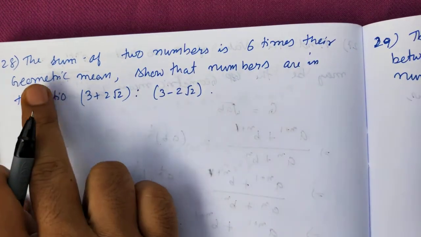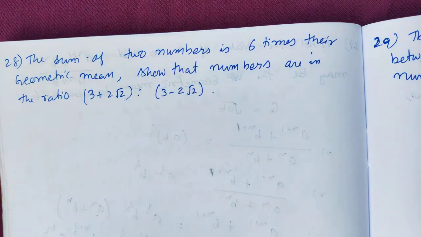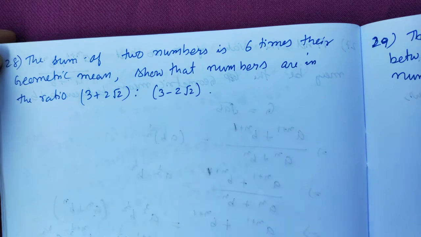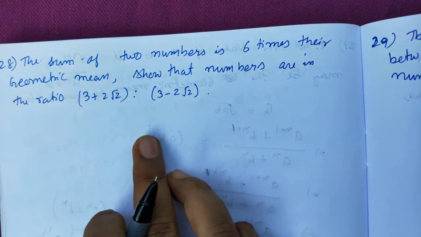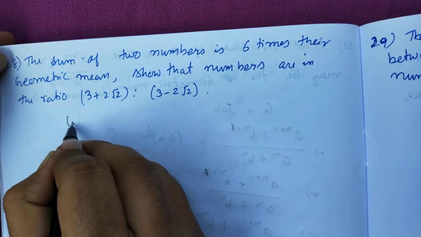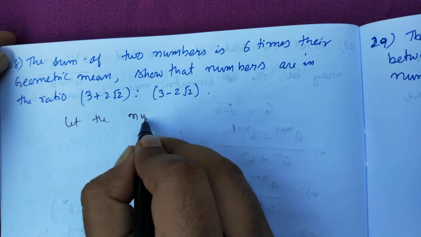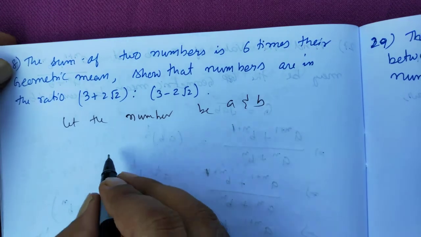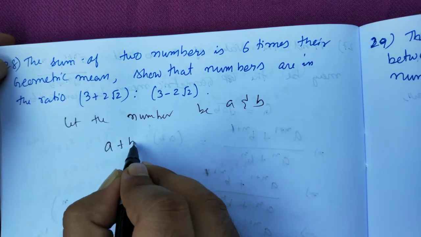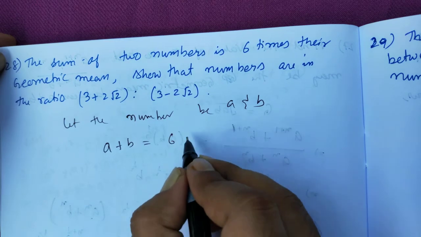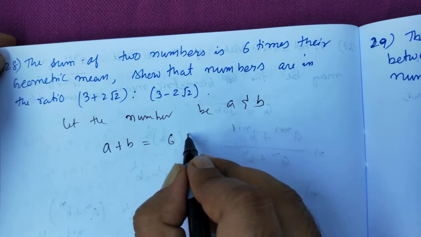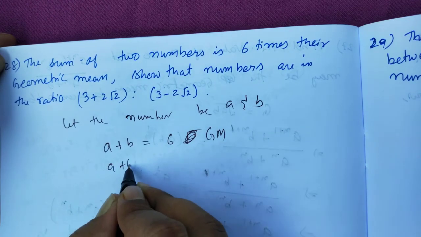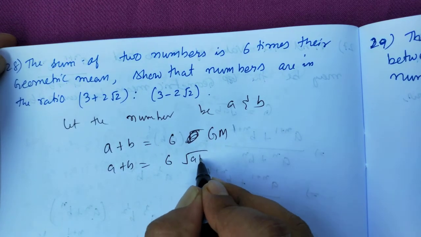Question number 28. The sum of the two numbers is 6 times the geometric mean. So that the numbers are in the ratio of this. So let the numbers be a and b. As per question, the sum of the two numbers a plus b is 6 times the geometric mean. Geometric mean is nothing but root over ab.